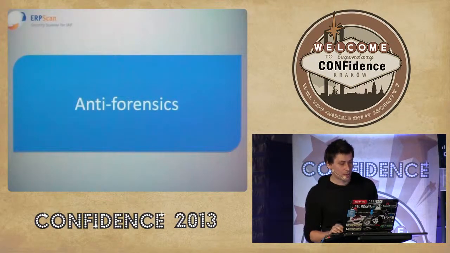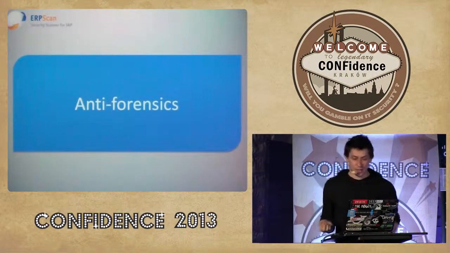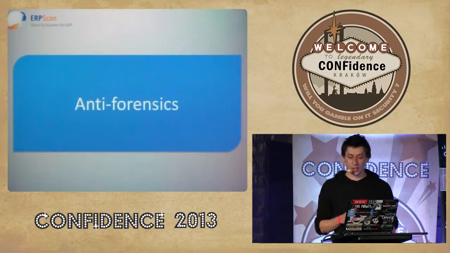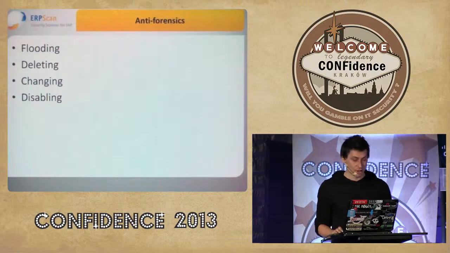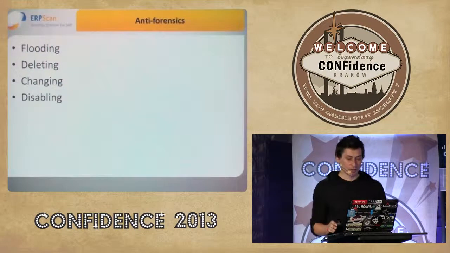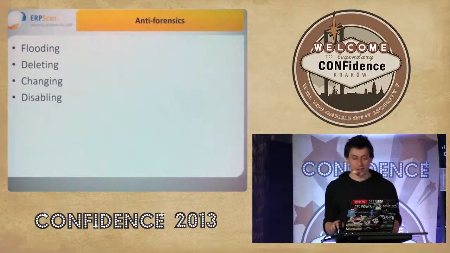Some things about forensics and anti-forensics. As you remember, there are some known problems. If all trace is enabled, it can degrade speed. It can also occupy all the storage volume. But there are also troubles for security monitoring. Finally, let's come to the anti-forensic case.